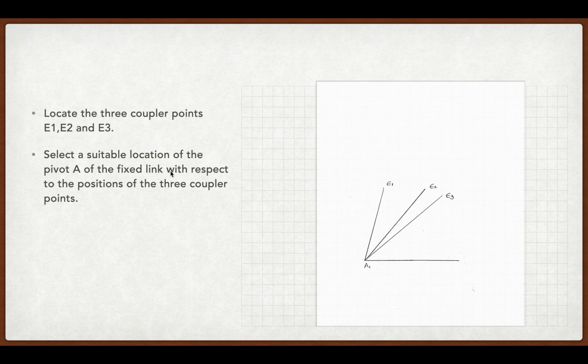The first step in solving the problem is to locate the three coupler points. We have been given the data about their lengths and the angles made by them with respect to the fixed coupler. So, we need to select a suitable location for the pivot A, which lies on the fixed link. In the question, they have mentioned the lengths as R1, R2 and R3. R1, R2, R3 are nothing but the lengths of A1E1, A1E2 and A1E3 respectively. In the diagram, we can see that we have plotted the points E1, E2 and E3 according to the data given in the question.